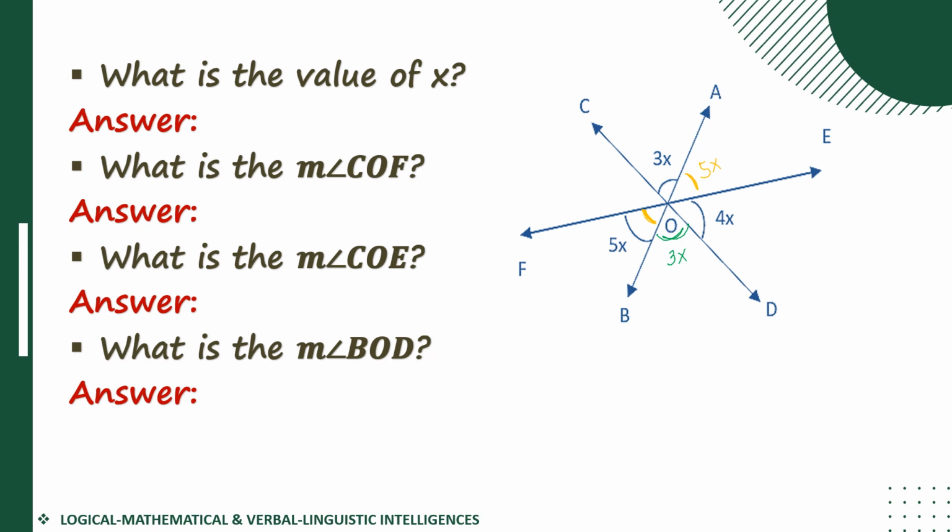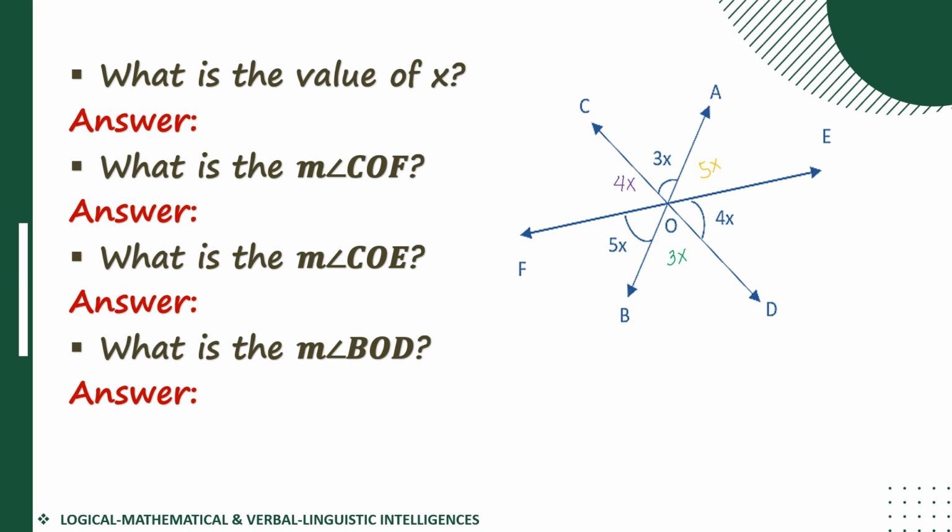And lastly, we can see here that angle EOD is 4x, and this angle is vertical to this one. So definitely if EOD is 4x, this is also 4x. Alright? So now we are able to identify the pairs of vertical angles. So we already applied the idea of vertical angles and congruent angles. Hence, we can now proceed with our equation.